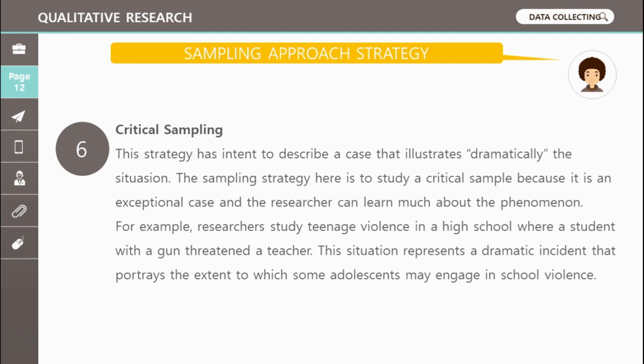For example, researchers study teenage violence in a high school where a student with a gun threatened a teacher. This situation represents a dramatic incident that portrays the extent to which some adolescents may engage in school violence.